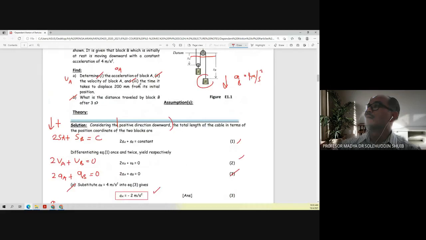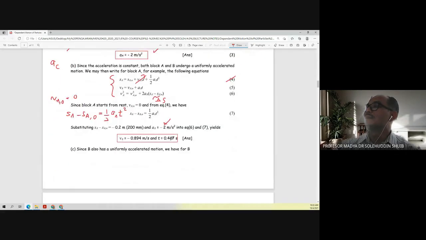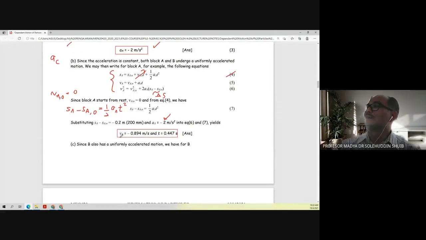You see? The block displaces 200 millimeter from its initial position. That is what it means. So delta s is minus 200 millimeter, or minus 0.2 meter. You substitute the values into equations 6 and 7. Try to use your calculator. What do you get with the given information?